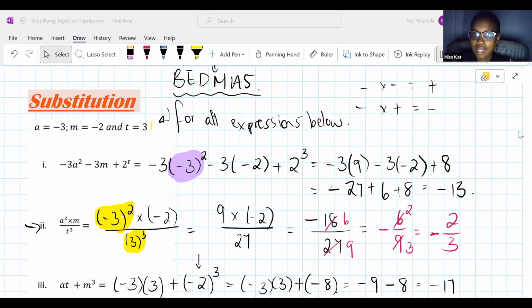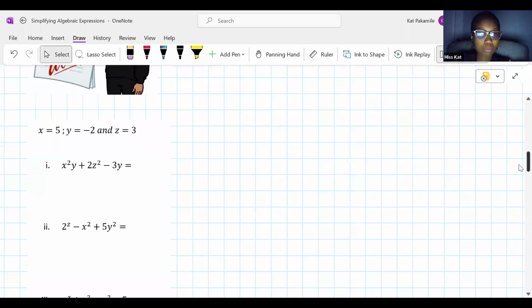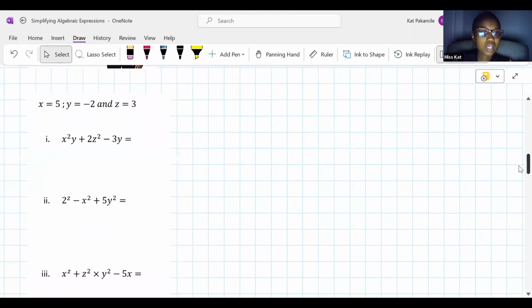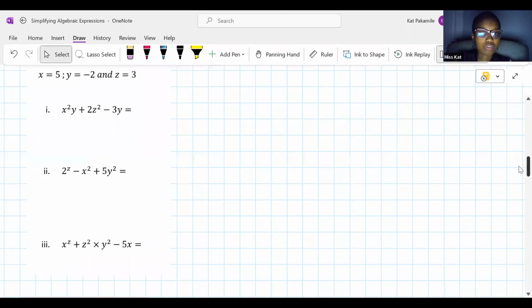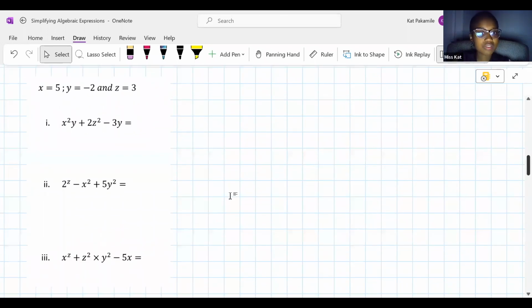Let us do some more substitution. This time I'm telling you that x is 5, y is negative 2, and z is 3. I'm giving you until 1:30 to do this, which is a lot of time while I take questions. Minentle, do you have a question?